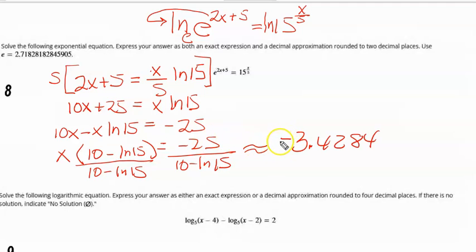And I get a negative 3.4284. It goes on. They want us to round to 2 decimals. So we go to the third decimal place. It's an 8. We're going to drop it and make this 2 a 3. And that is the answer. Now, are there any exclusions? No, this is what x is. That'll be okay.